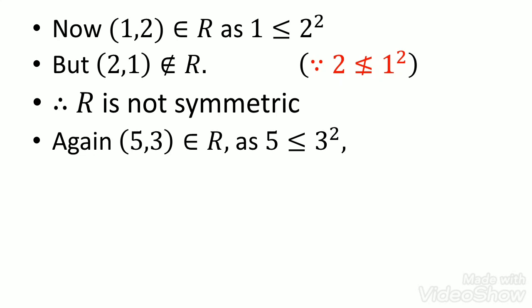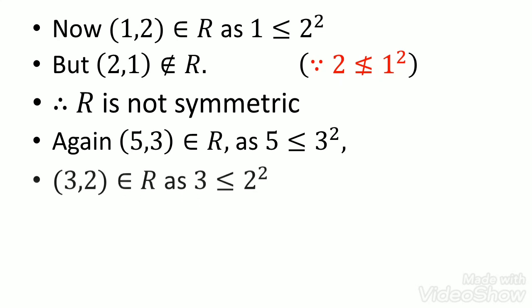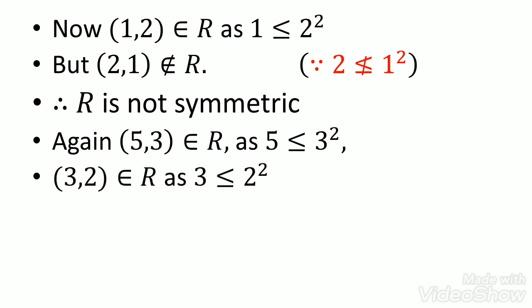Similarly, (3, 2) belongs to R as 3 is less than or equal to 2 squared. 2 squared is equal to 4, so 3 is less than or equal to 4. Therefore (3, 2) belongs to R. Now (5, 3) belongs to R and (3, 2) belongs to R, here 3 is the common element, therefore we must have (5, 2) belongs to R.